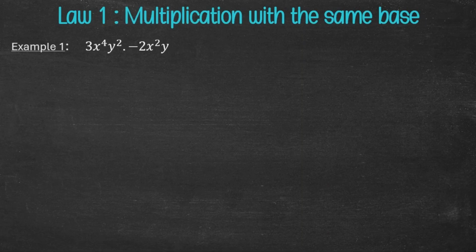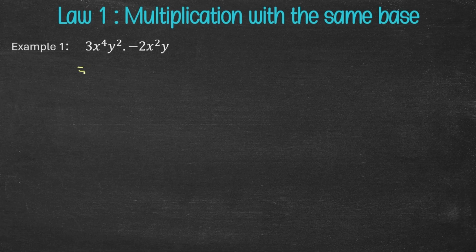Let's quickly put law 1 to practice by doing example 1. Here we have a factor being multiplied by this factor. And why do I say multiply? Because we have this dot in between the two factors, and that dot means multiply. The best way to simplify these types of expressions is by doing it piece by piece. So let me show you how we do that.